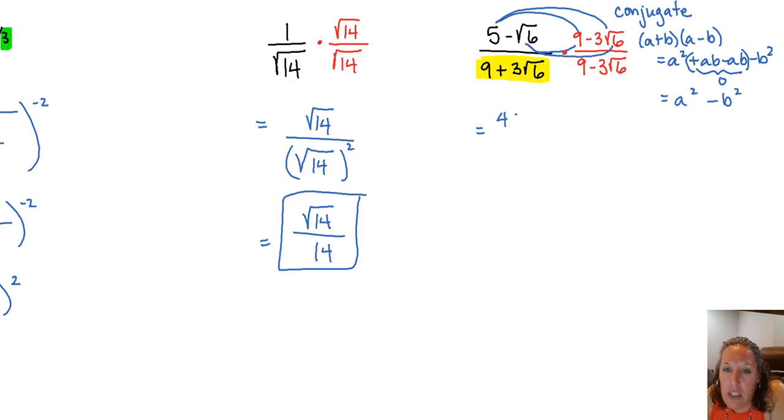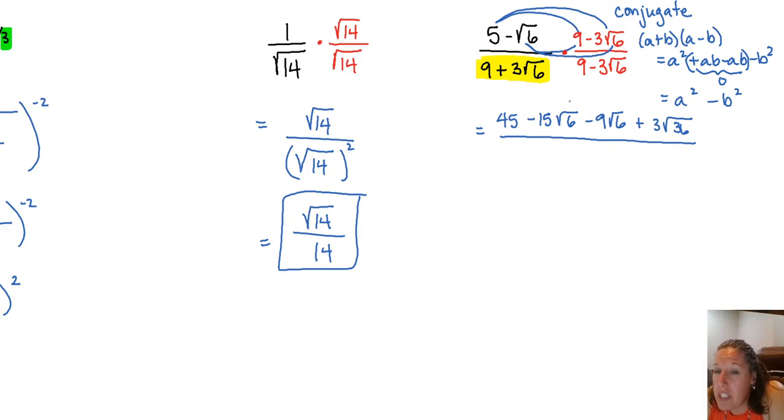5 times 9 is 45. 5 times negative 3 square roots of 6 is negative 15 square root of 6. Negative square root of 6 times 9 is negative 9 square root of 6. And negative square root of 6 times negative 3 square root of 6, negative times a negative is going to make that a positive. Outside the square root we have a 3. Inside the square roots we've got 6 times 6. Remember, when you're multiplying with square roots, you multiply what's outside by what's outside and what's inside by what's inside.